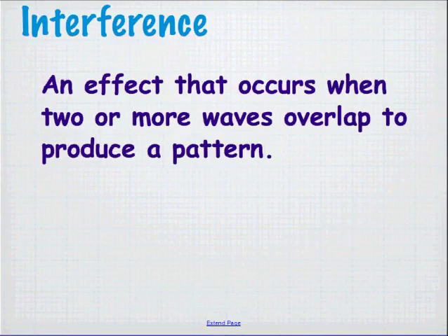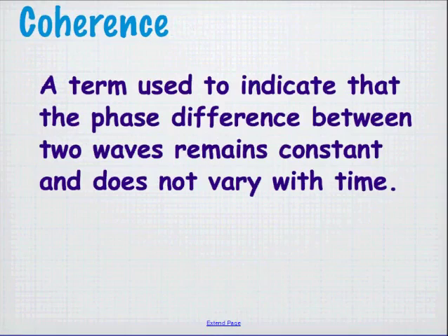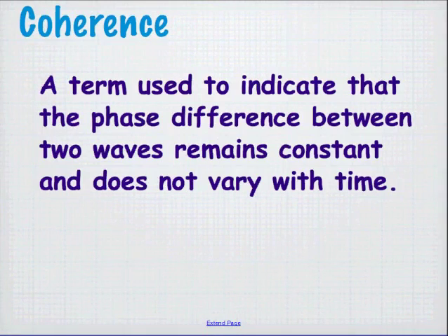Now, interference is an effect that occurs when two or more waves overlap to produce a pattern. What we do is superposition to add the things together, and once you do that, you then get the interference pattern.